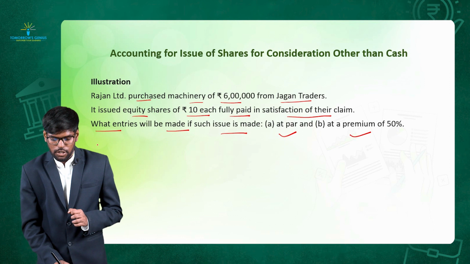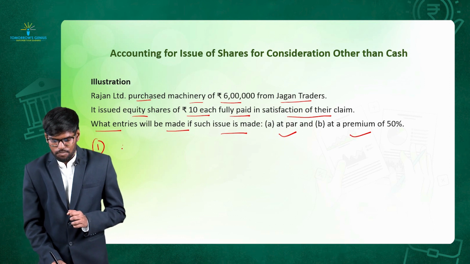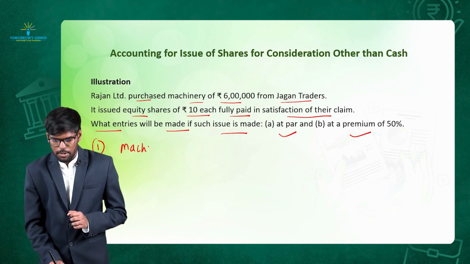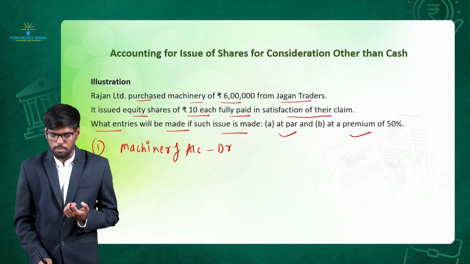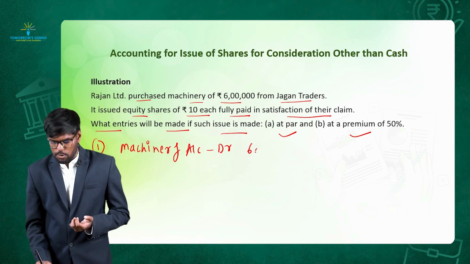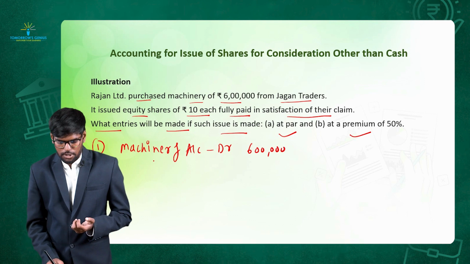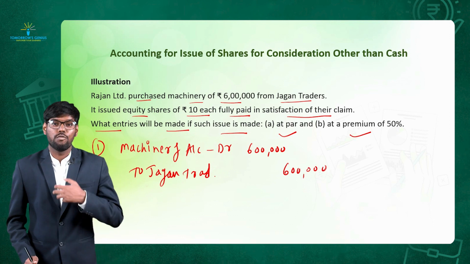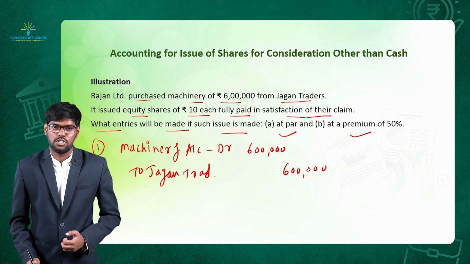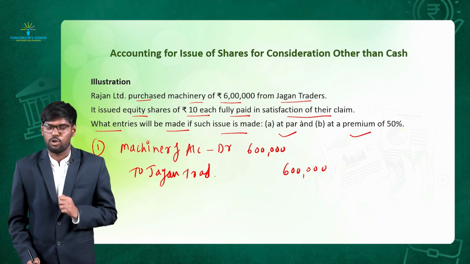So I will be passing the first journal entry, that is nothing but machinery account debit, because the machine comes into the business, an asset comes into the business, so we have to debit it. Machinery account debit for 6 lakhs to Jagan Traders. So we have purchased this machine from Jagan Traders on a credit basis. So we have to pay 6 lakh rupees to Jagan Traders. Jagan Traders is our liability. They are creditors for our business, right?